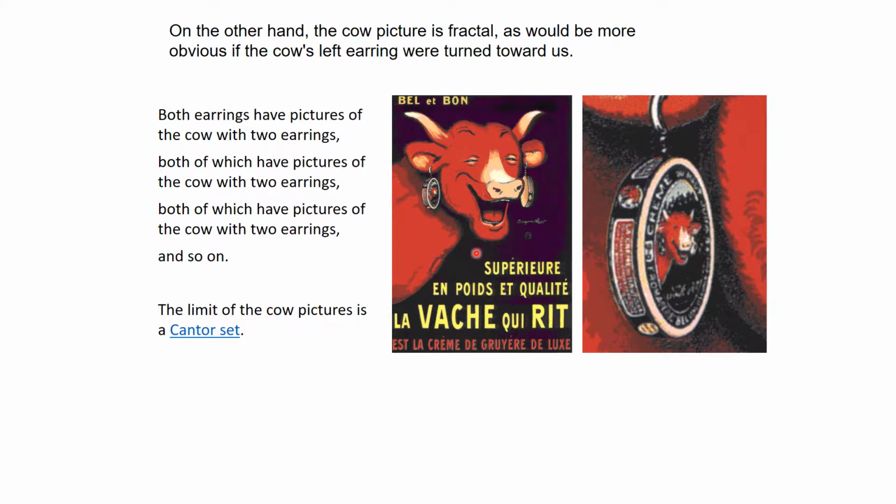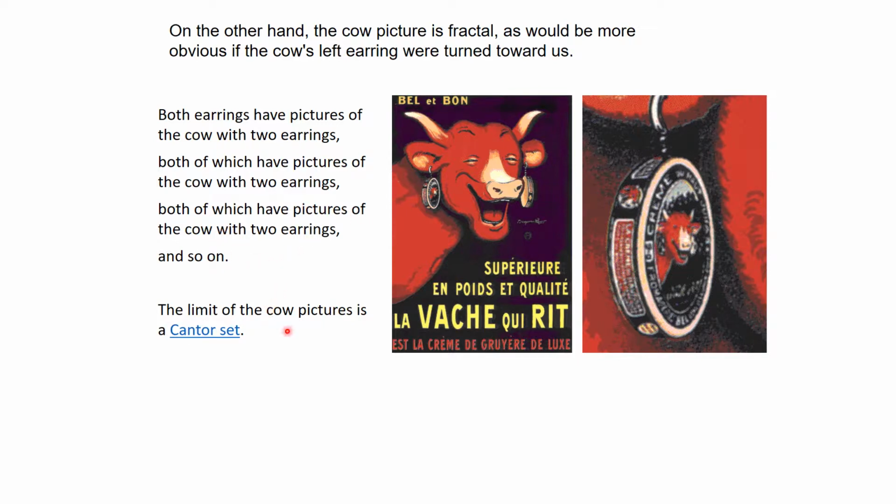So now you see the fractality is being shown in this particular picture. One bigger object, 2 smaller ones, 4 even smaller ones, 8 still smaller ones, and this picture is not limiting to a point. If you go to this point, this may be one point, but then there is another point here, where the object will be repeating itself. So if you look at the close-up of this earring, you have the same picture, which again has 2 earrings. Both earrings have a picture of the cow with 2 earrings, both of which have pictures of the cow with 2 earrings, and so on.